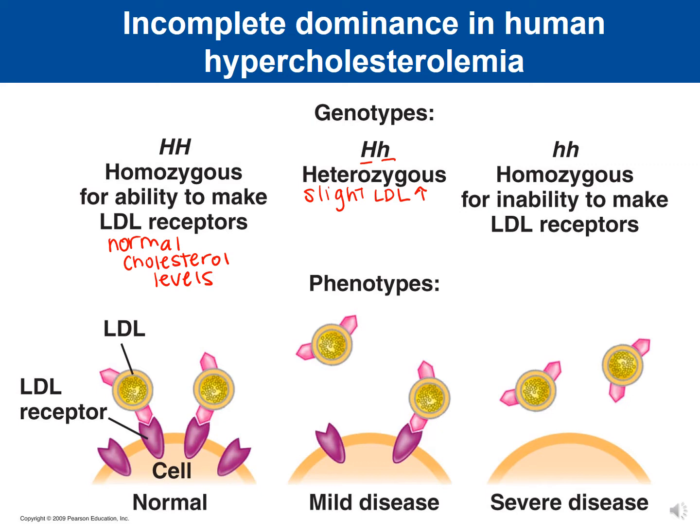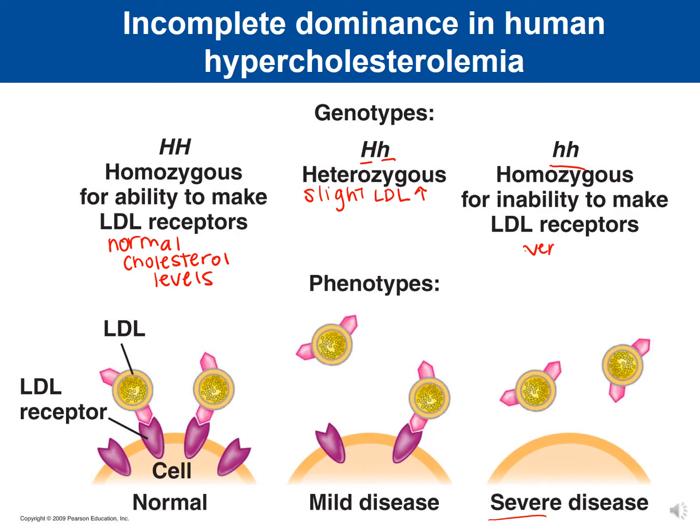On the flip side of this, if somebody is homozygous for the inability to make the LDL receptors, in this case it's written little h, what that means is both of their genes are mutated for the LDL receptor. So they're not making any functional LDL receptors. This leads to severe disease.